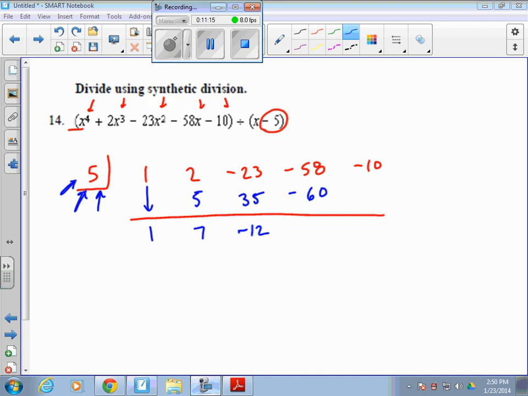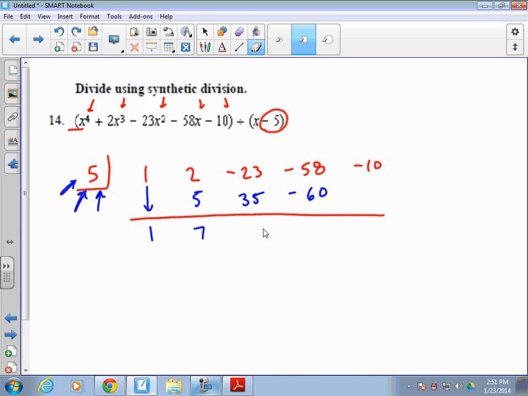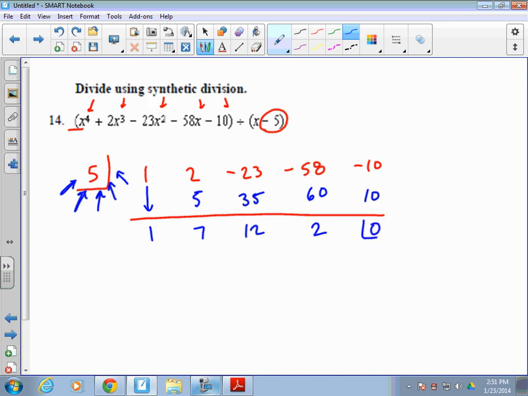Actually, I just caught a mistake I made. When you combine 35 and -23, you get +12. And when you multiply that again times 5, you get +60. When you combine -58 and +60, you get 2. One more time multiplied by 5, you get 10. And -10 combined with 10, you get a remainder of 0. So there's no reason to write in a remainder of 0.